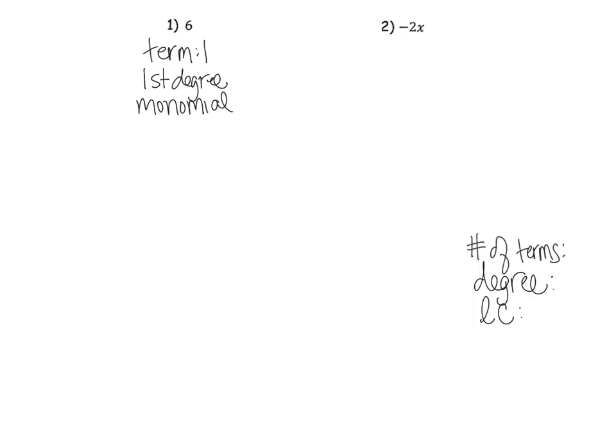All right, number 2. How many terms does number 2 have? 1 term, which is called a monomial. Right? What's the degree of negative 2x? Negative 2x, what power is that? What exponent do you see next to the x? A first, a 1 exponent.